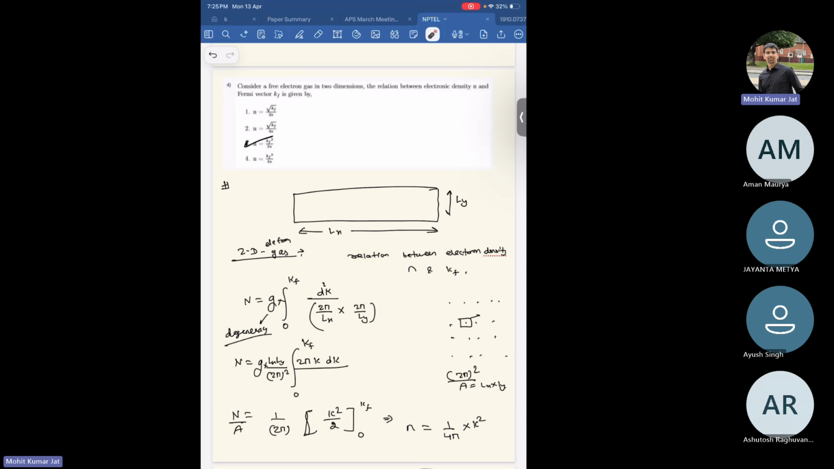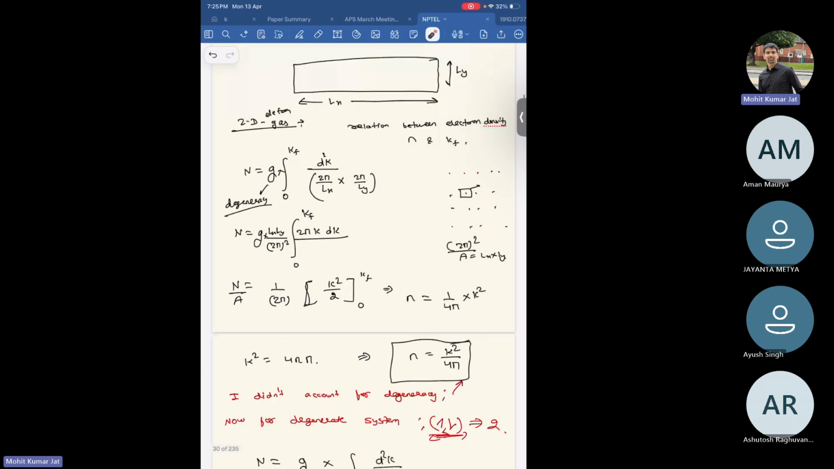Okay. The next question is to derive a relation, basically for a 2D system, between carrier density and wave vector k, right? That's what it means. So your total number of states will be g times d2k divided by (2 pi by Lx) times (2 pi by Ly), where g is the degeneracy. That's the elemental area in k-space.